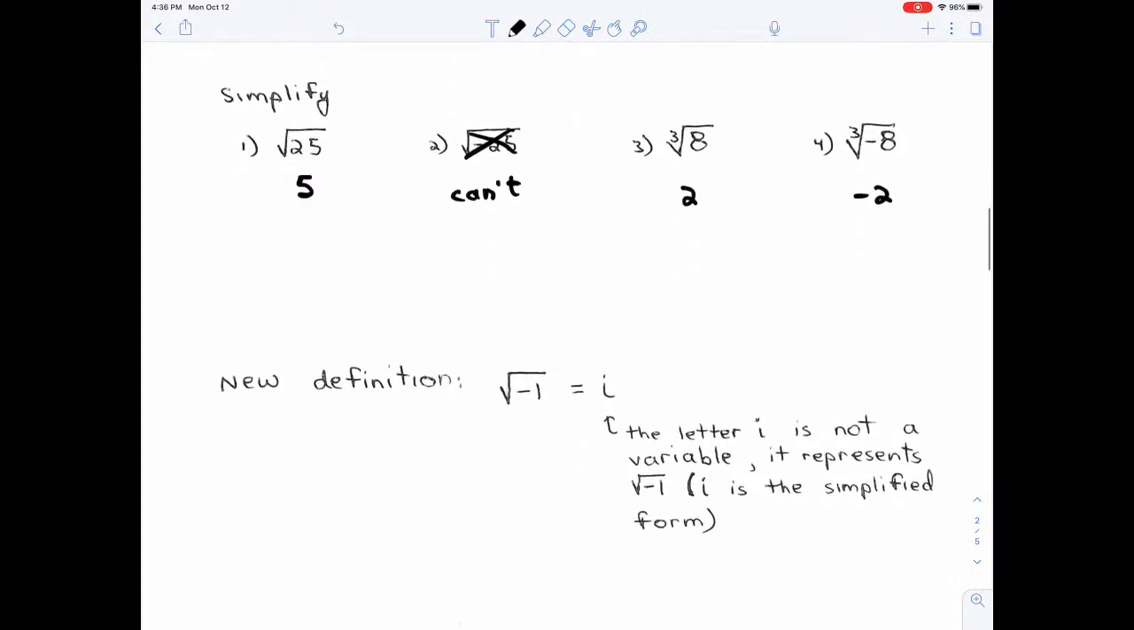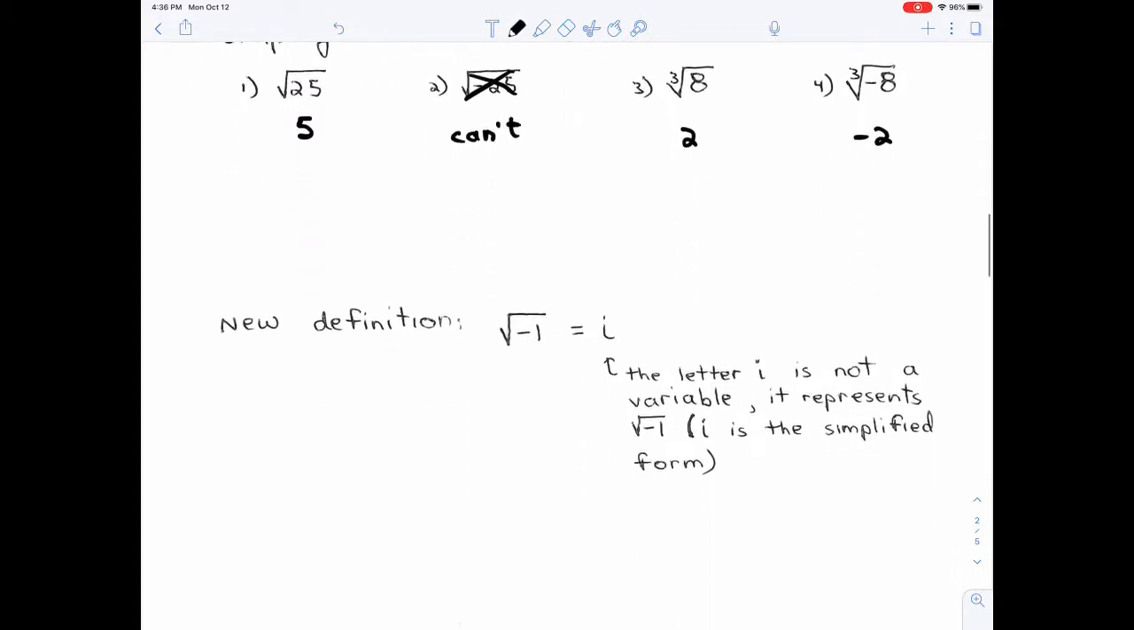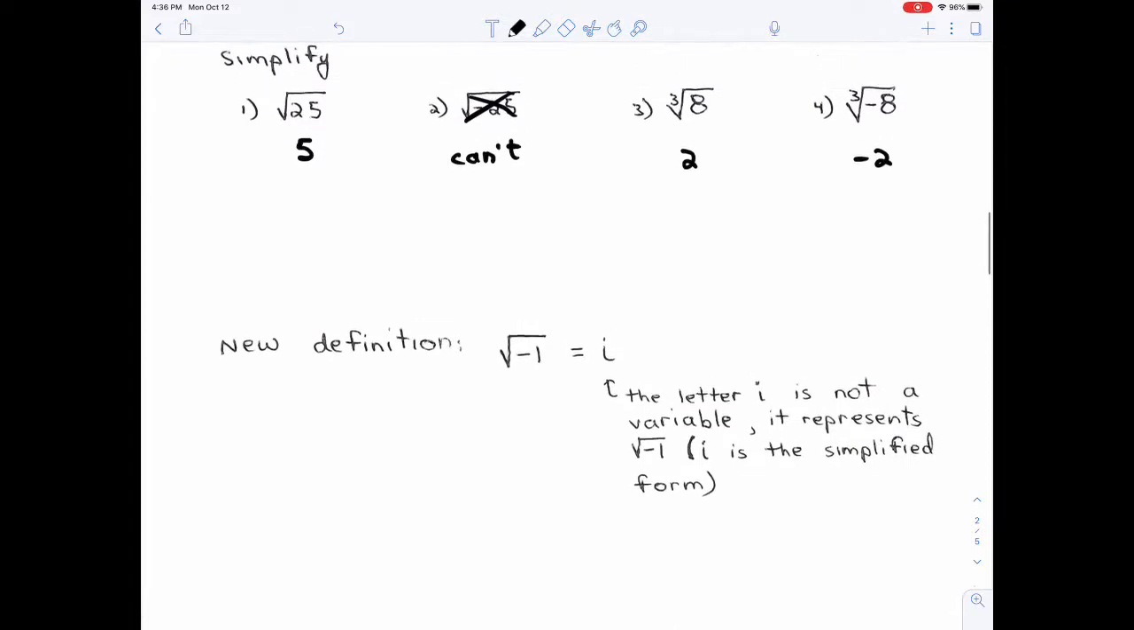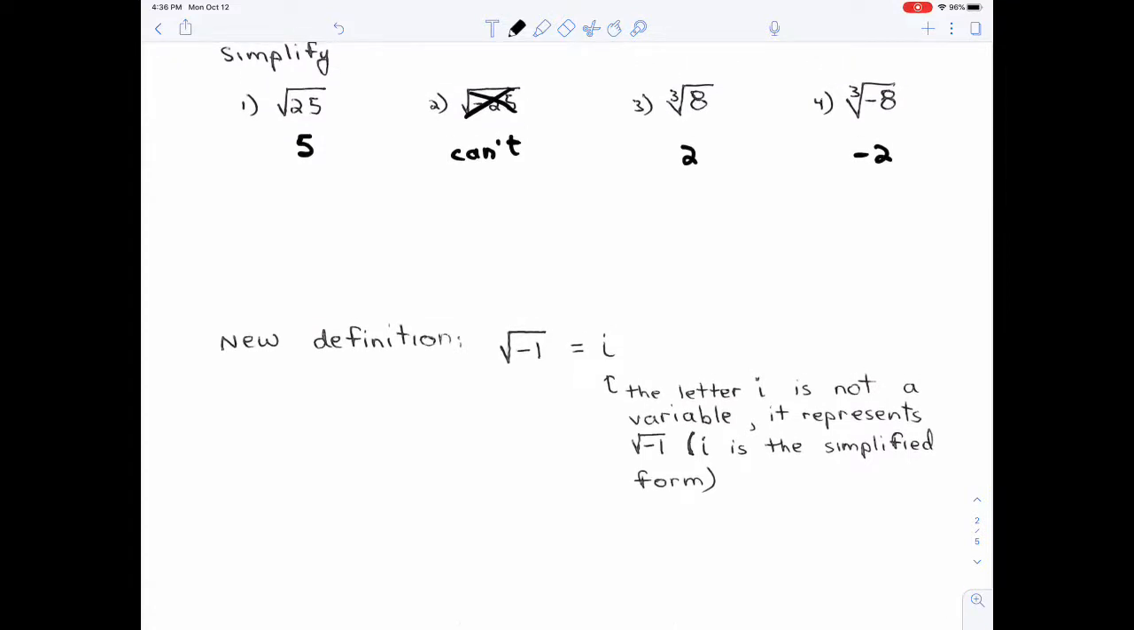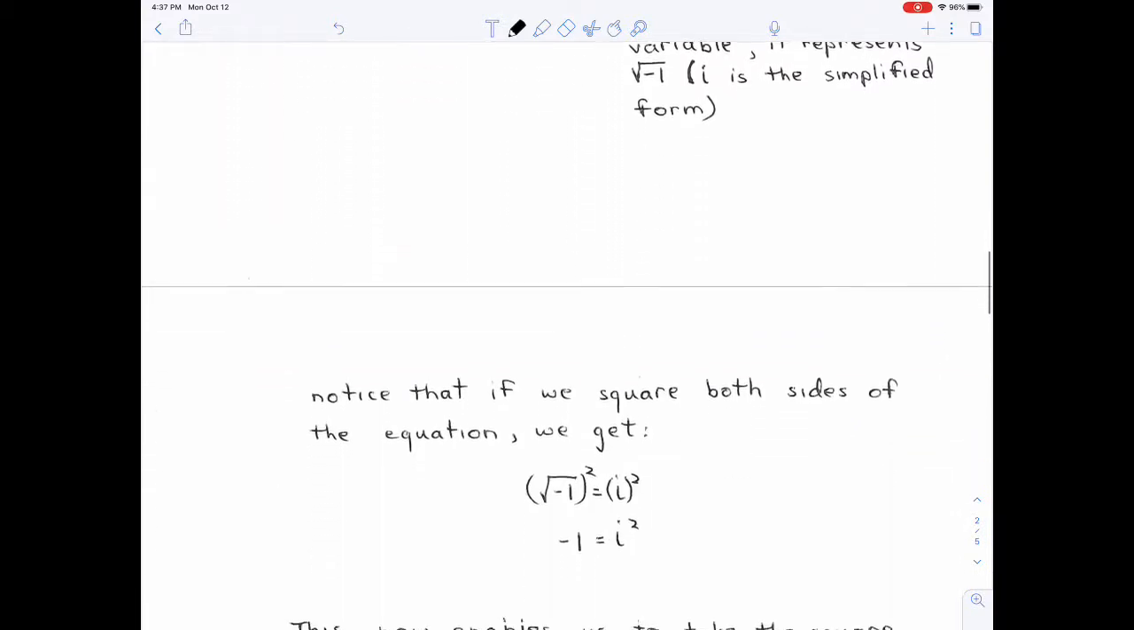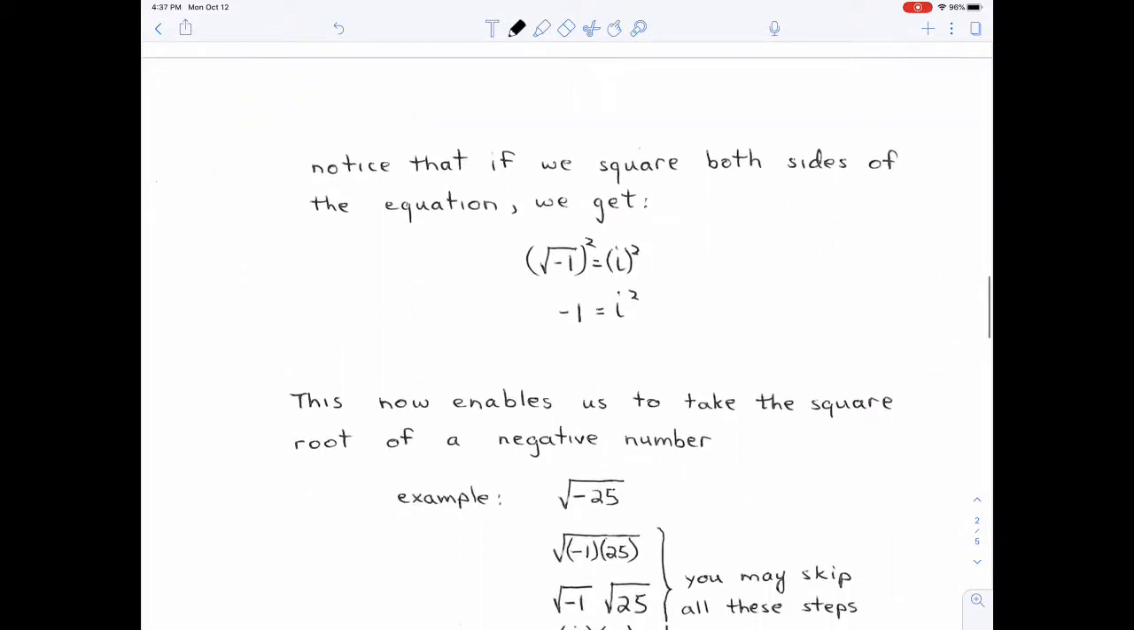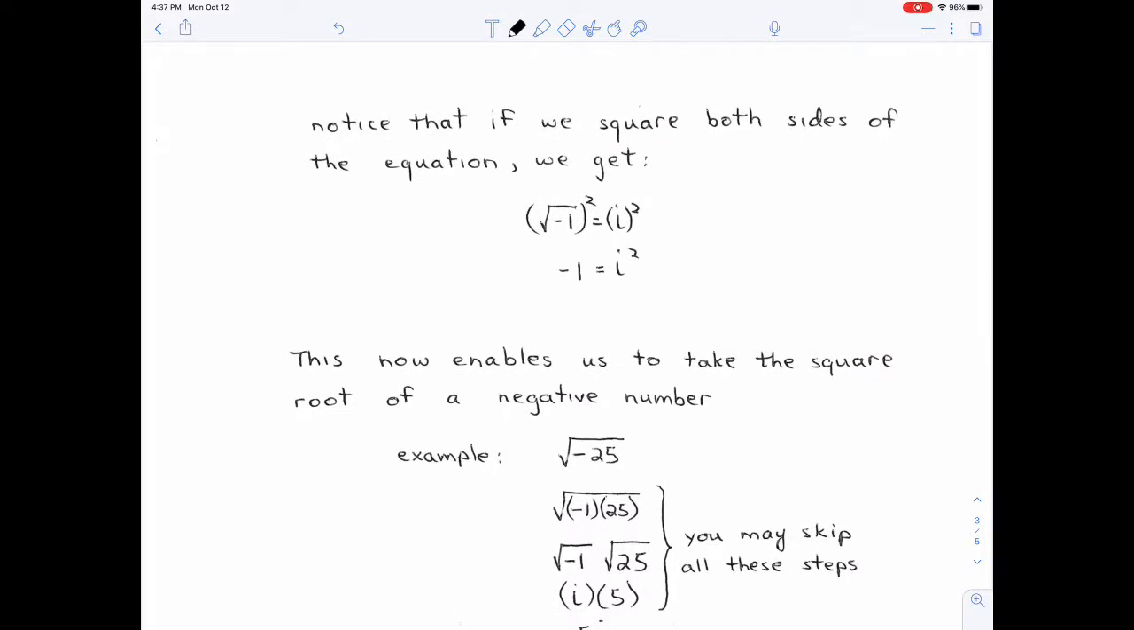I'm going to give you a new definition that's now going to allow us to do this second problem. And that's the square root of negative 1 equals i. Now, I have to point out something. i, which is a letter, is not a variable. It represents the square root of negative 1. And if I ask you to simplify, don't give me square root of negative 1. i is the simplified form. So how do you do this? I'm not going to get into why we do this. I'm just going to make sure you can make the calculation.